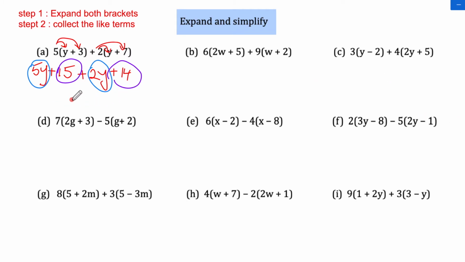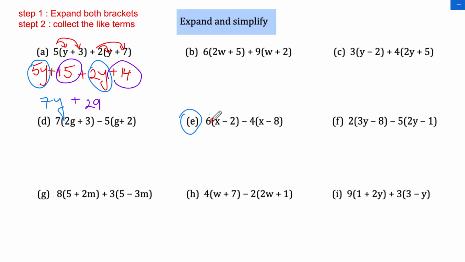Right, so the purple numbers are going to be 29 together, and the blue ones are going to be 7y. Okay, so it's 7y plus 29. And now I am going to give you this example just because it has the minuses here and you might get stuck with the signs.